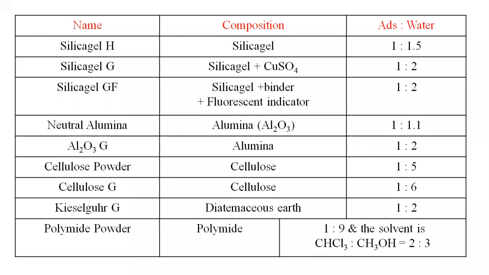Next is cellulose powder. It is having cellulose. Cellulose G means cellulose plus binder. And Kieselguhr means diatomaceous earth. This is one type of clay. And polyamide powders we are using. These are the different types of stationary phase materials we are using. These are the different types of adsorbents, mixed with water in the proper ratio.